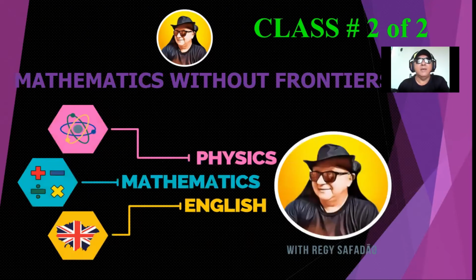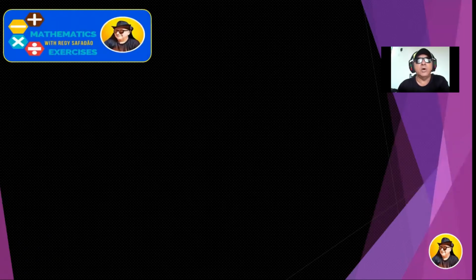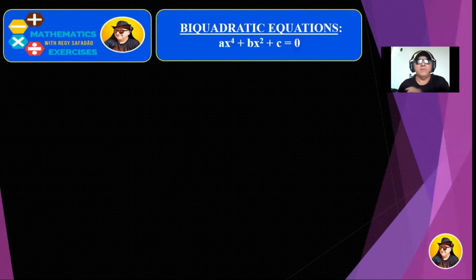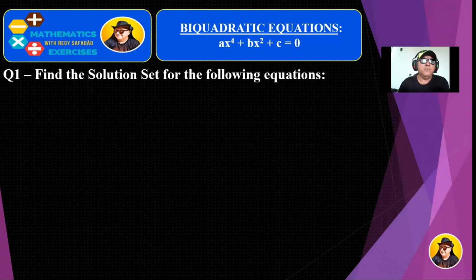So let's go ahead. Let's see our second class, all right? It is also about biquadratic equations. Now, we have some exercises to solve, and I'll show how to solve them very easily, very slowly, I mean, step by step, trying to explain all the details, all right? So let's see our first question. Find the solution set for the following equations.